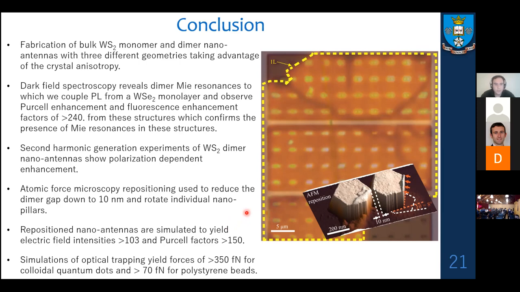And then, using an atomic force microscope, we have repositioned dimers to gaps down to 10 nanometers, which yield electric field intensities orders of magnitude higher, should be 10 to the third, sorry, and Purcell factors above 150. And lastly, we have simulated these optical trapping forces, which can be used to position quantum emitters on top of these nano antennas and experience the high Purcell factors.